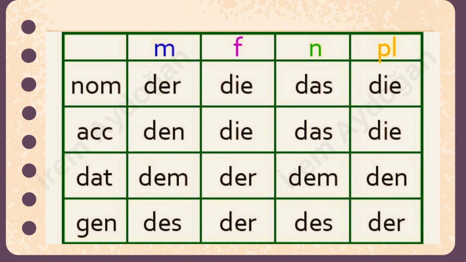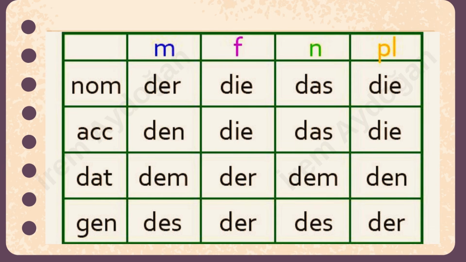This table is gonna be your best table ever. Check it. Nominative with masculine der, feminine die, neuter das, plural die. Accusative masculine den, feminine die, neuter das, plural die. Dative with masculine dem, feminine der, neuter dem, plural den. Then I wanted to write the genitive also.